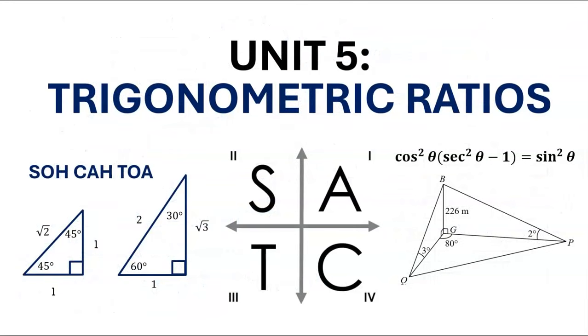Unit 5 is all about trigonometric ratios. We're going to use SOHCAHTOA, we're going to look at the special triangles, learn how to use the CAST rule and apply it, prove trig identities, and solve three-dimensional trig problems.